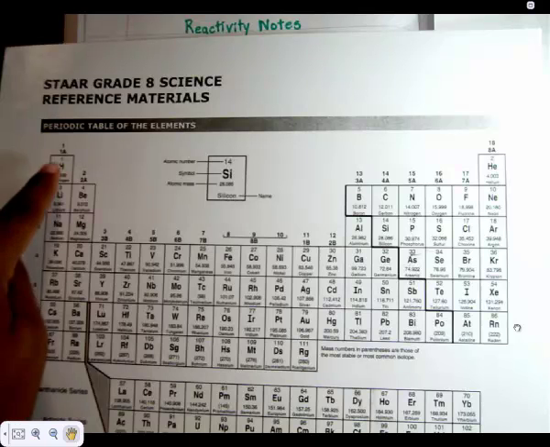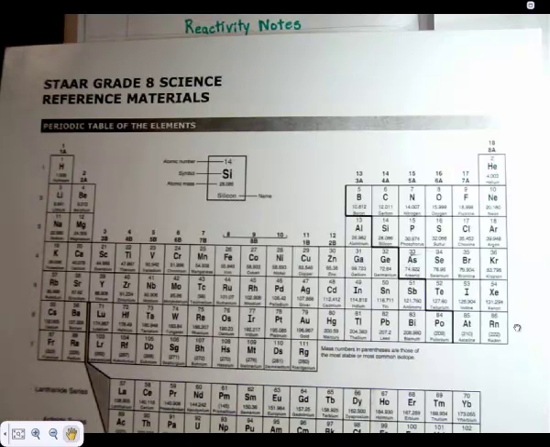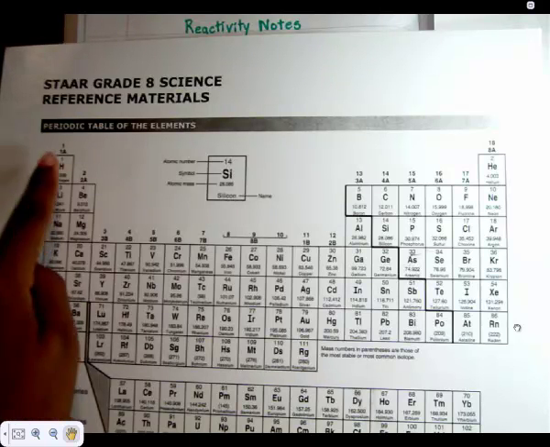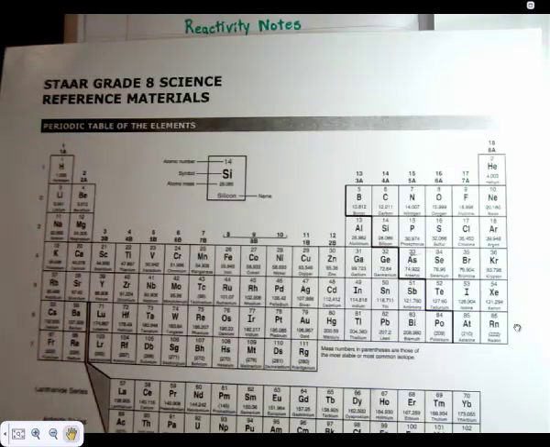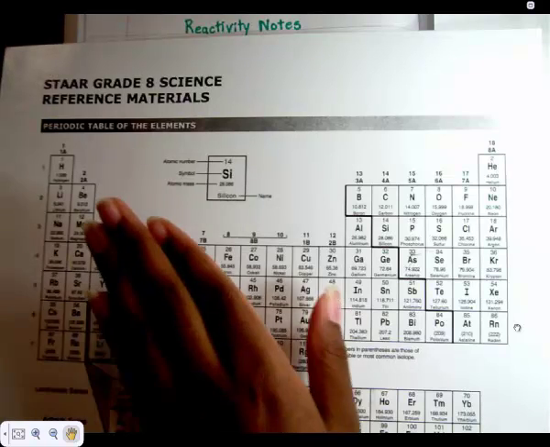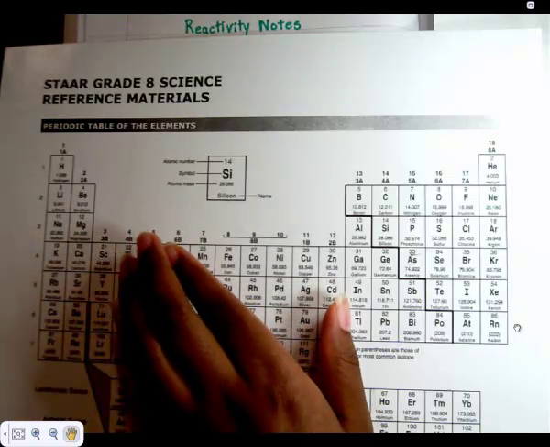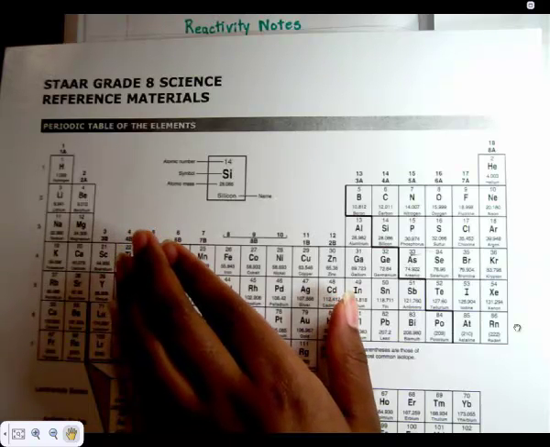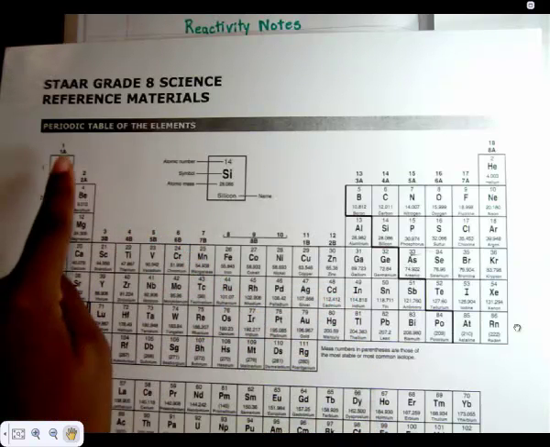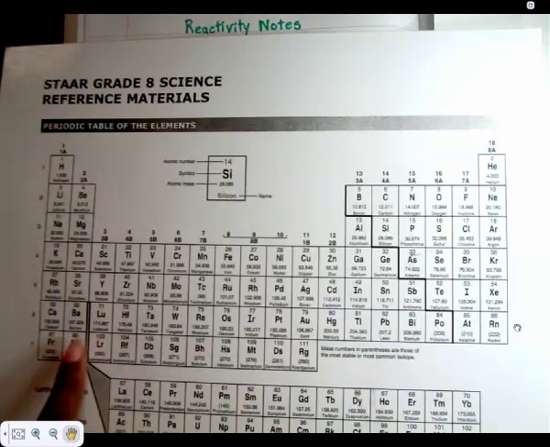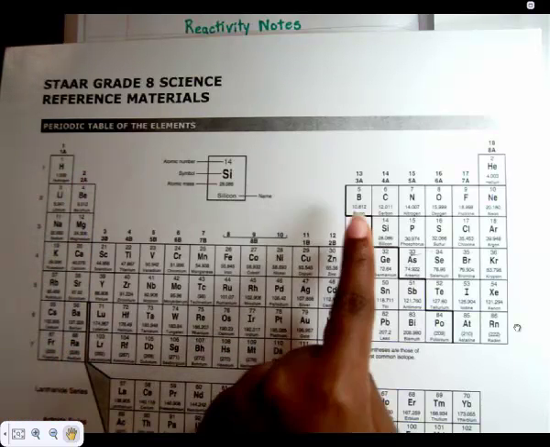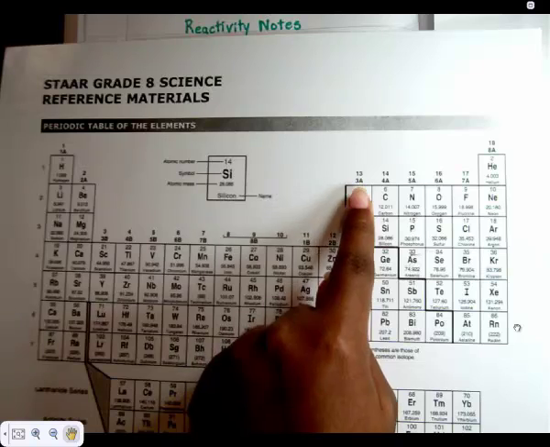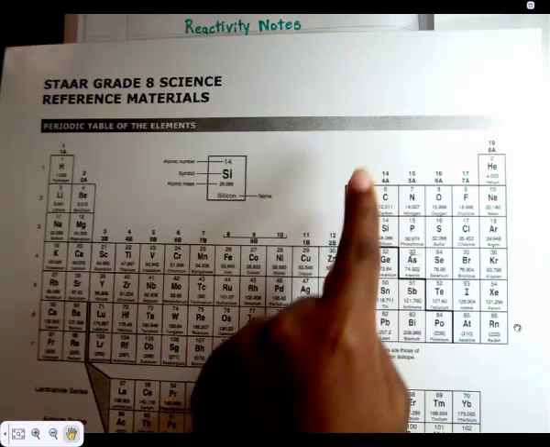We know that the group number tells us how many valence electrons there are. Group 1 has 1 valence electron. Group 2 has 2 valence electrons. We skip the transition metals here in the middle. These have a weird pattern and you'll learn about them in high school. So we go 1 valence electron, 2 valence electrons. We skip over here. Group 13 has 3 valence electrons.